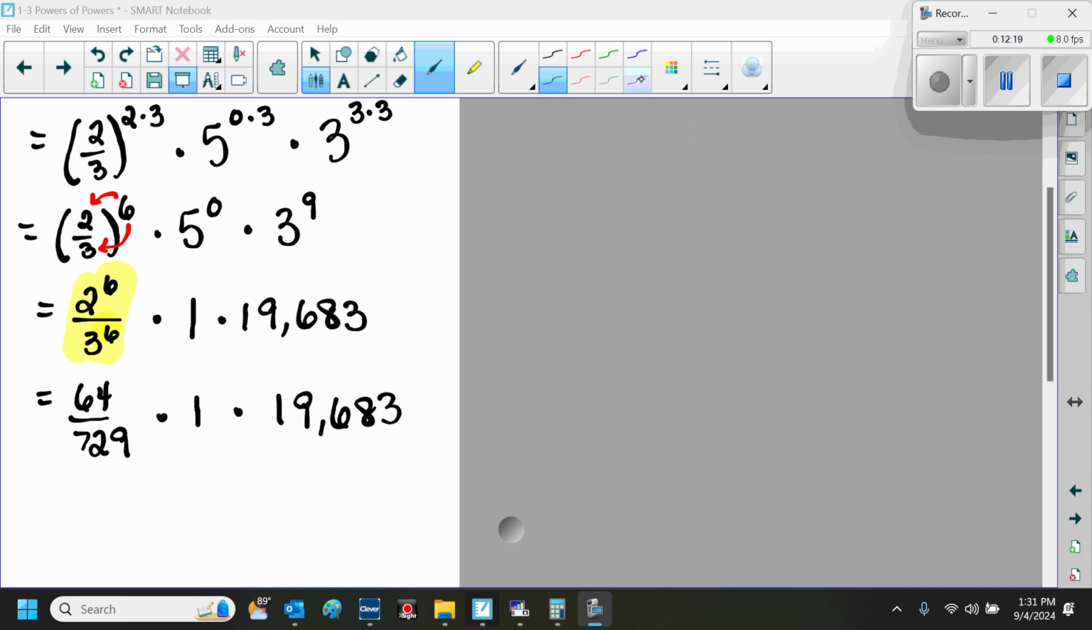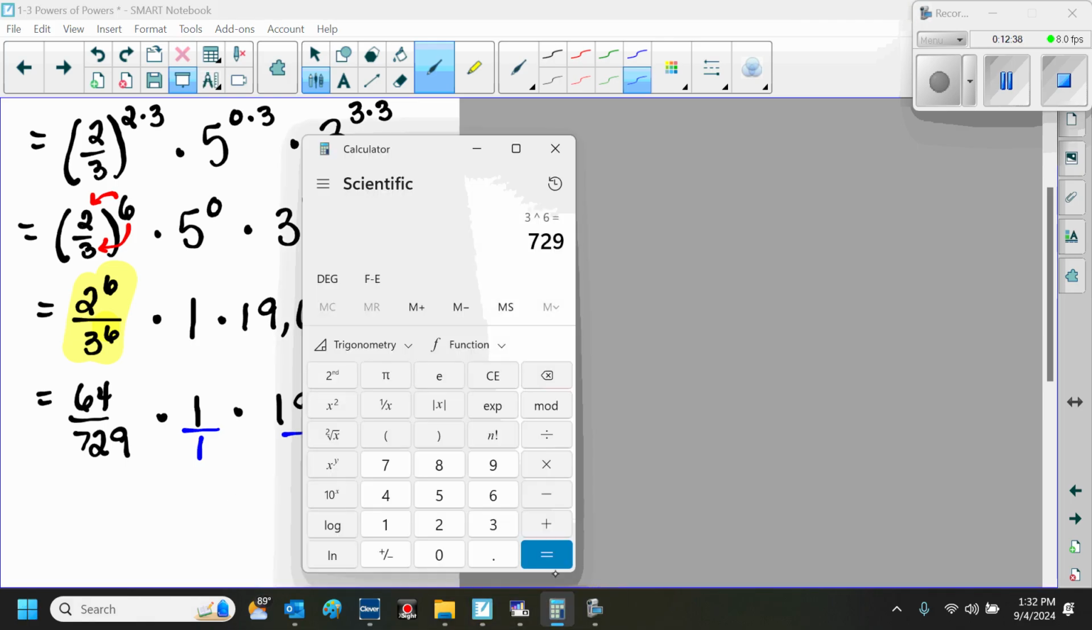All right, so can I just put all of this over 1? Yeah. So now I'm just multiplying fractions, so I just multiply straight across. Yeah. So we've got 19,683 times 1 times 64. So let's see.